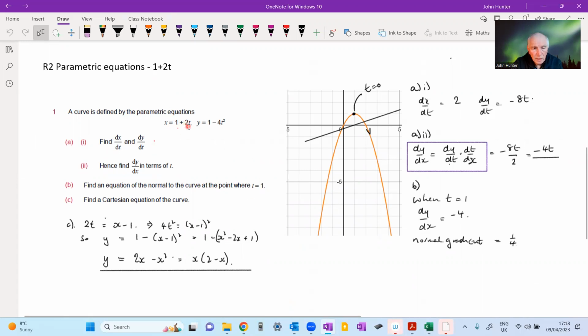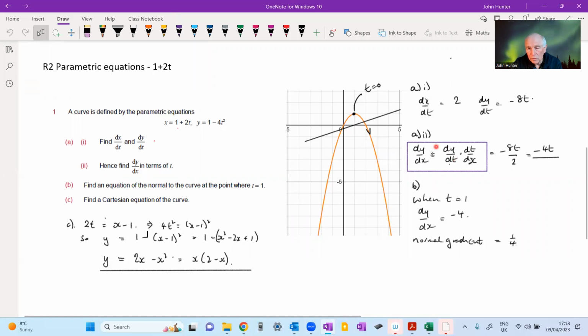Obviously, we just have to differentiate x in terms of t and y in terms of t, just using the power rule in each case. We get dx/dt equals 2 and dy/dt equals minus 8t. That's the derivative of that. And then hence find dy/dx in terms of t.